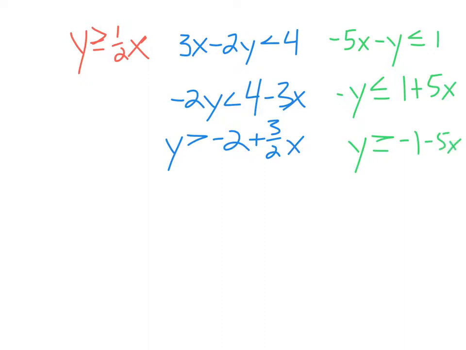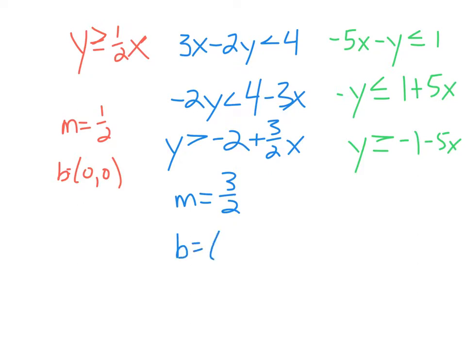And so now we have our slope and y-intercept information for each. The slope for the red one is 1/2. The y-intercept is (0, 0). The slope for the blue one is 3/2. The y-intercept is (0, -2). And finally the green one has a slope of -5 and a y-intercept of (0, -1).